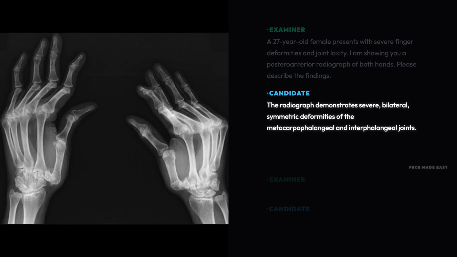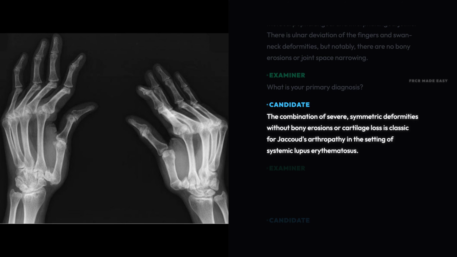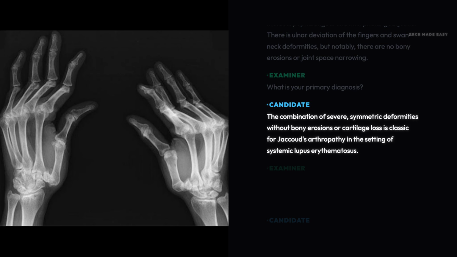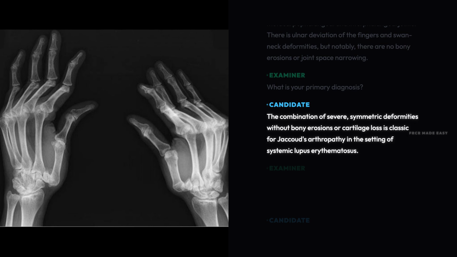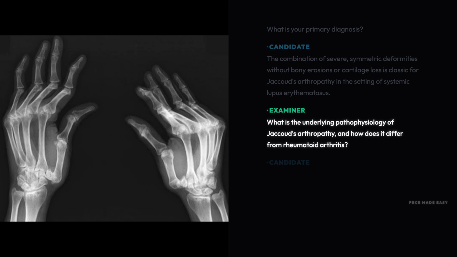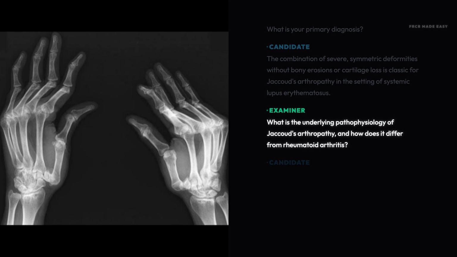There is ulnar deviation of the fingers and swan neck deformities, but notably, there are no bony erosions or joint space narrowing. What is your primary diagnosis? The combination of severe, symmetric deformities without bony erosions or cartilage loss is classic for Jacquard's arthropathy in the setting of systemic lupus erythematosus. What is the underlying pathophysiology of Jacquard's arthropathy, and how does it differ from rheumatoid arthritis?